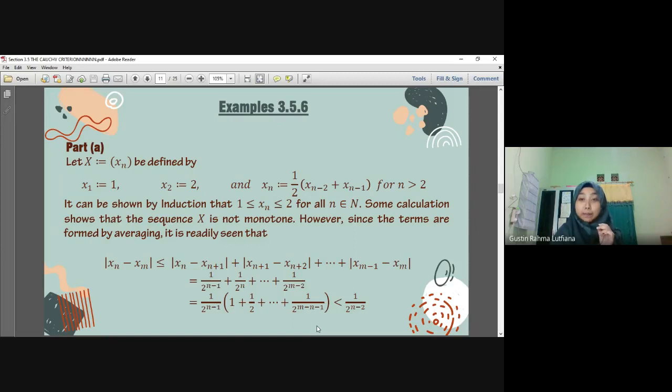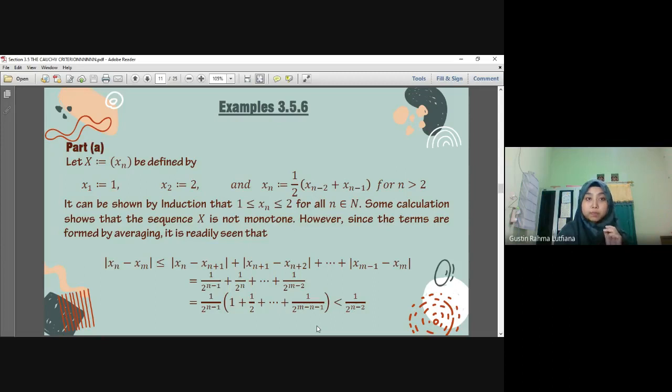and it is equal to 1/2^(n-1) + 1/2^n + ... + 1/2^(m-2), which is equal to 1/2^(n-1) multiplied by (1 + 1/2 + ... + 1/2^(m-n-1)), and it is less than 1/2^(n-2).